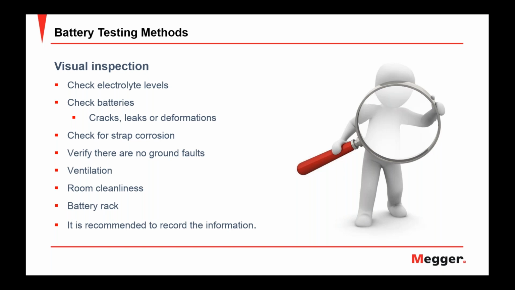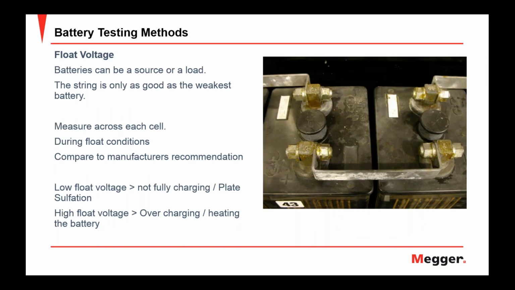Check for strap corrosion. If we see strap corrosion, clean it. Verify there are no ground faults in the system. Verify the ventilation is working properly. Check room cleanliness, and verify the battery rack hasn't decayed. It's also recommended to always record this information because you want to see if there are patterns occurring.